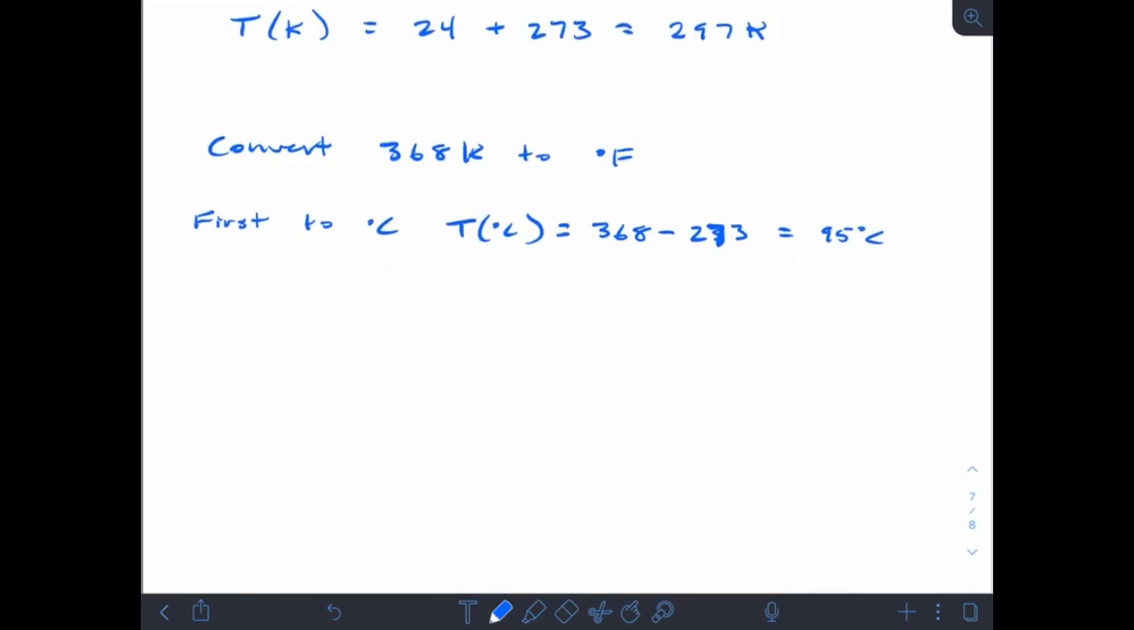And then converting to Fahrenheit. So our temperature in Fahrenheit is 9/5 times 95 plus 32. So we end up with a temperature in Fahrenheit of 203 degrees Fahrenheit.